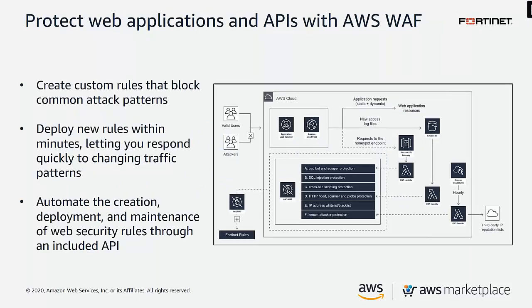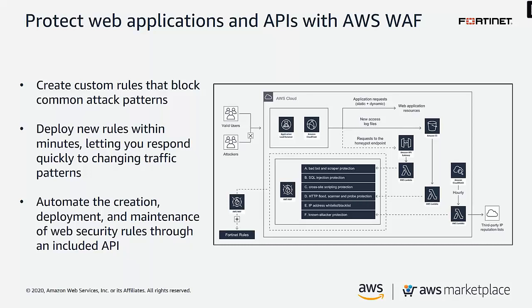Now let's talk about AWS WAF for a little bit. So I mentioned this before, but the AWS Web Application Firewall gives you control over which traffic to allow or block to your web applications by defining customizable web security rules, right? So with WAF, you can create custom rules that block common attack patterns such as SQL injection as well as cross-site scripting. You can apply these new rules within minutes, really, letting you respond quickly to changing traffic patterns.